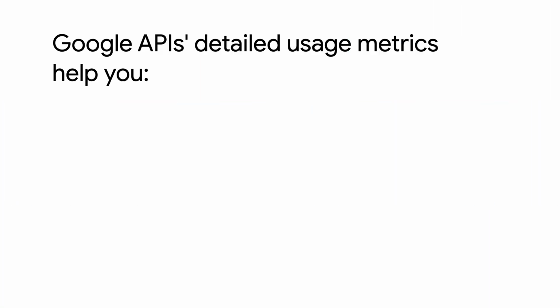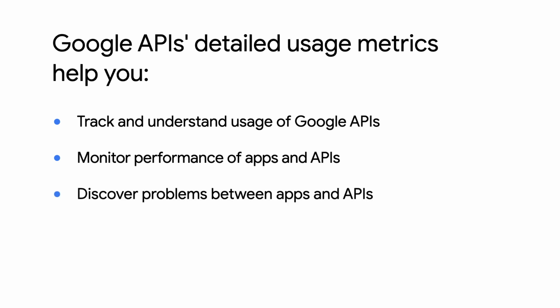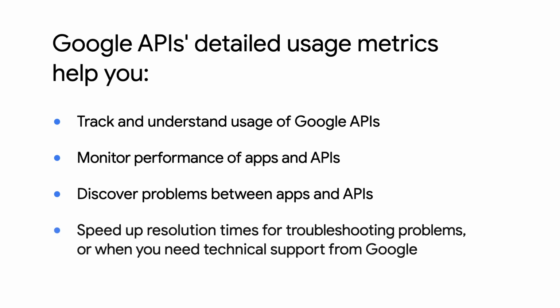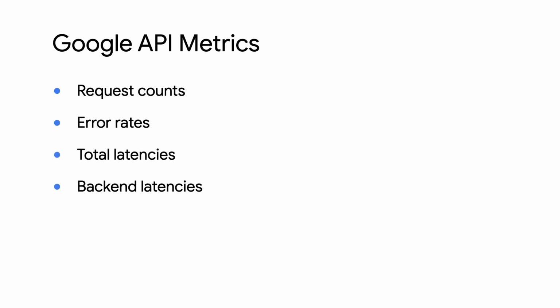Google APIs produce detailed usage metrics that can help you track and understand usage of Google's APIs, monitor performance of your application and Google's APIs, and discover problems between your application and Google's APIs. It can dramatically speed up resolution times when you troubleshoot problems or need technical support from Google. The metrics that Google APIs produce are the standard signals that Google's own site reliability engineers use to assess the health of a service. These metrics cover request counts, error rates, total latencies, backend latencies, request size, and response sizes.